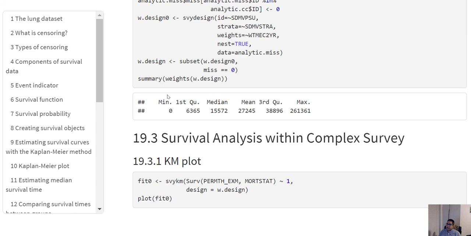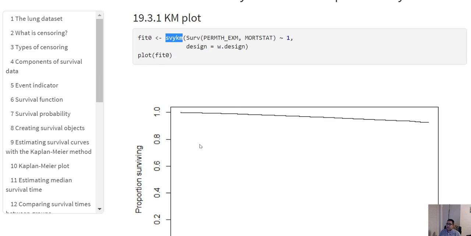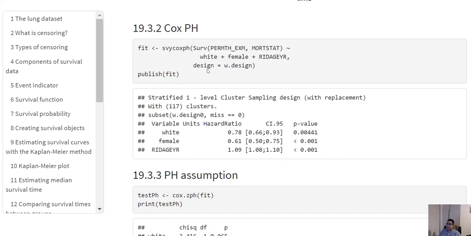So once we created the design, so this W design is our design now, we can simply use the svykm function to get the Kaplan-Meier plot, and instead of 1 you can give one variable such as female, that will give you the stratified version of the Kaplan-Meier. You can also use the svycoxph function, where you are giving the time and the event, and you are also having some covariates that will give you the hazard ratios directly.